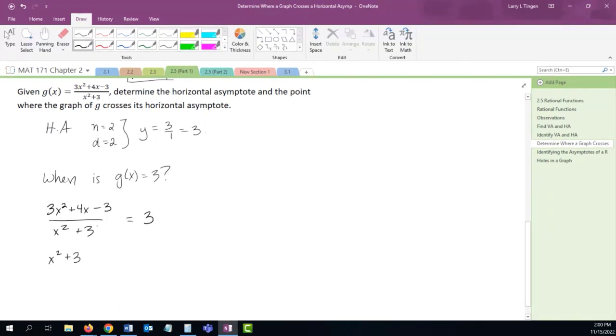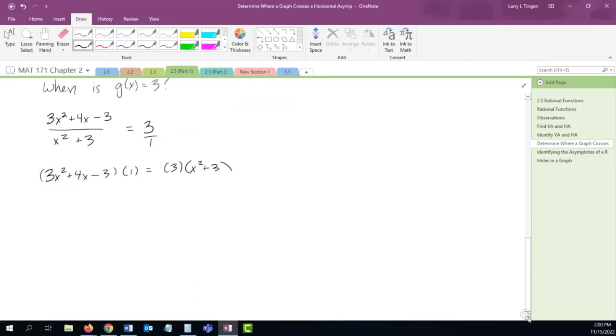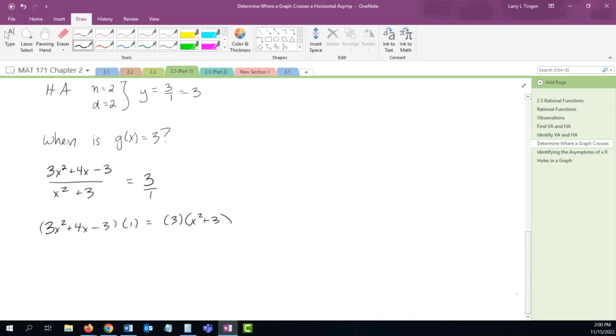X squared plus 3, no, bad Larry. 3x squared plus 4x minus 3 times 1 equals 3 times x squared plus 3. Distribute, multiply, all that fun stuff. 3x squared plus 4x minus 3 is equal to 3x squared plus 9.